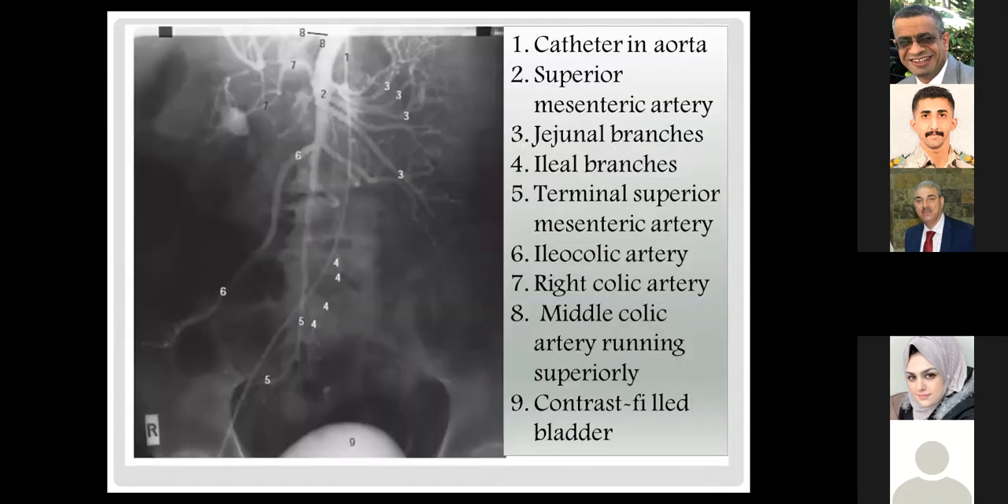This is the superior mesenteric artery. Also, we have the catheter in the aorta, the superior mesenteric artery, the jejunal branches, the ileal branches, also the terminal superior mesenteric arteries, the ileocolic artery, and the right colic artery, the middle colic artery running superiorly, and the contrast in the gallbladder. Here we can see it.